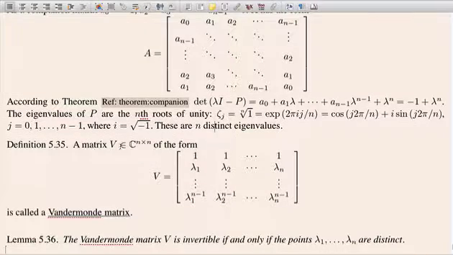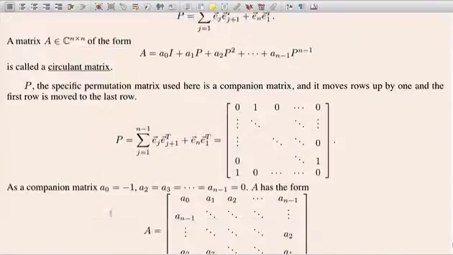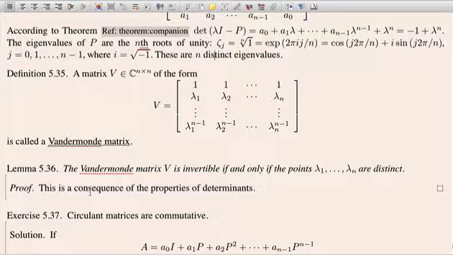Definition: an n by n matrix V of the form ones in the first row, then lambda 1, lambda 2, lambda n in the second row, and in the last row lambda 1 to the n minus 1, lambda 2 to the n minus 1, lambda n to the n minus 1, is called a Vandermonde matrix. So what we have here is that the Vandermonde matrix V is invertible if and only if the points lambda 1, lambda n are distinct.